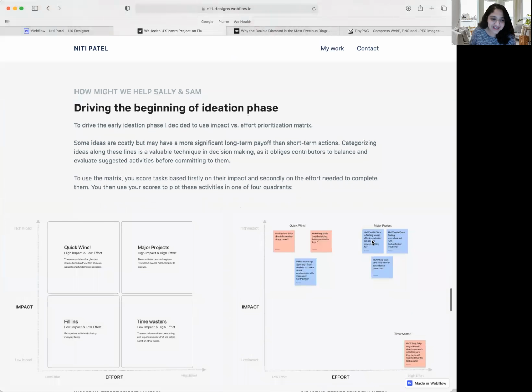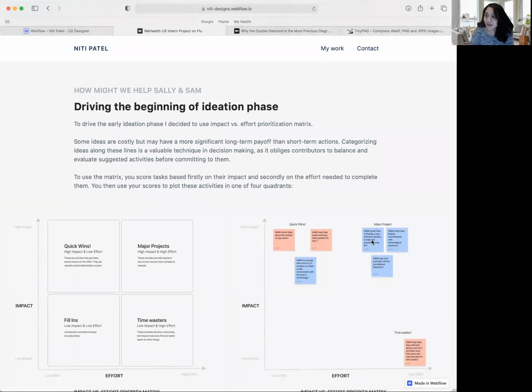So next is driving the beginning of the ideation phase. Based on Sam's and Sally's needs, I constructed how might we questions, and then to prioritize them, I arranged them on an impact versus effort graph.